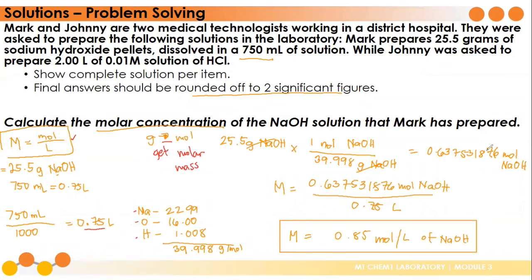Upon getting your moles, you can now solve for your molar concentration. All you need to do is you divide your moles by your given liters, and then we will be getting our final answer, which is 0.85 moles per liter of sodium hydroxide. Hopefully you get this one. Let's now proceed with our next question.